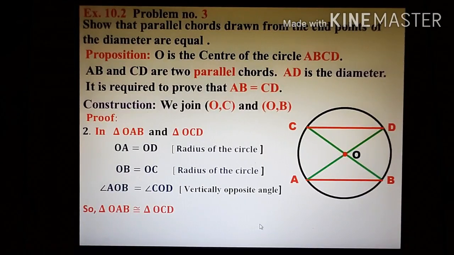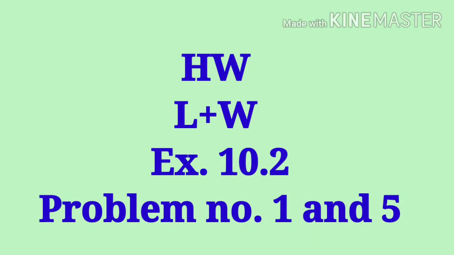When these two triangles are congruent, then what can we write? Yes, we can easily write that as these two triangles are congruent, therefore side AB is equal to CD. Now it is proved. Homework is numbers 1 and 5 from exercise 10.2.